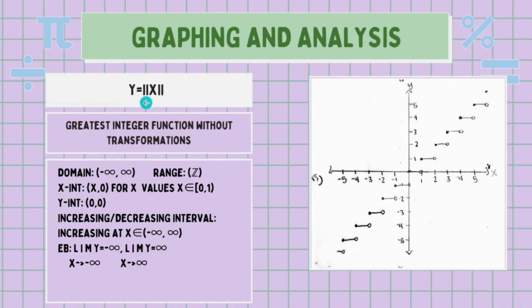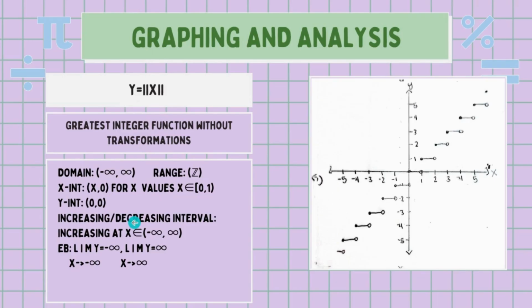Now, some characteristics of this graph. The domain is all real numbers because although we see open circles, the next circle covering that certain value is closed, meaning it does include it. Range is all integers, not all real numbers. We don't have fractions, just whole numbers.